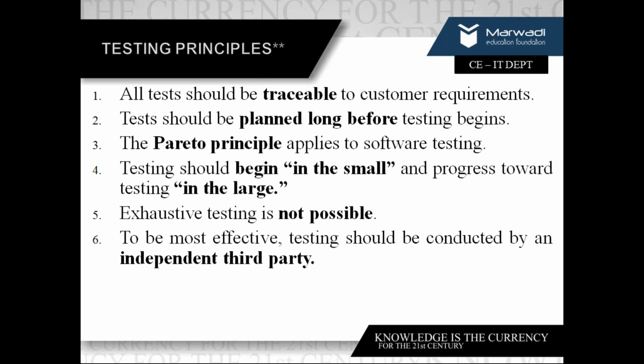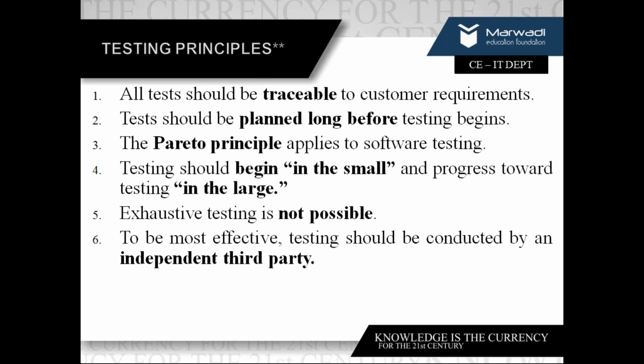Exhaustive testing is not possible. It is never possible to say, okay, 100% of testing has been completed, because there will still be things which we would have skipped knowingly or unknowingly. To be most effective, testing should be conducted by an independent third party. Why? Because if I am testing my own software, obviously I will try to find fewer errors. If it is done by someone else who is not part of the team, it can be less biased and more critic based.